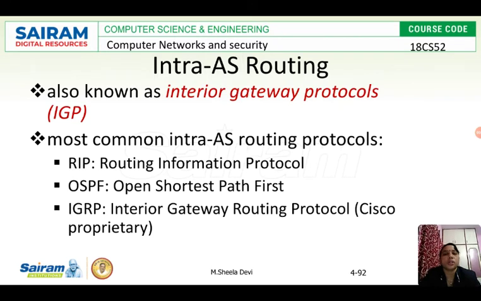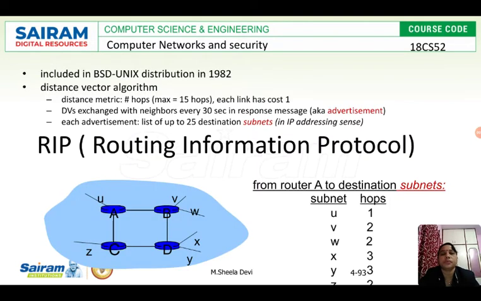We have three protocols in intra-autonomous system routing. One is RIP, the others are OSPF and IGRP. First we'll see RIP. It was included in the BSD Unix distribution in the year 1982. It finds the shortest path between nodes in the same autonomous system with the help of the distance vector routing algorithm.